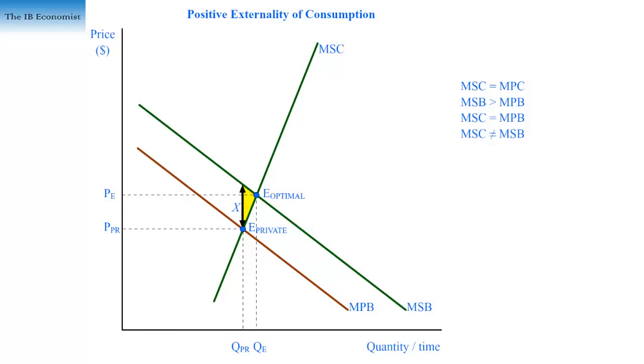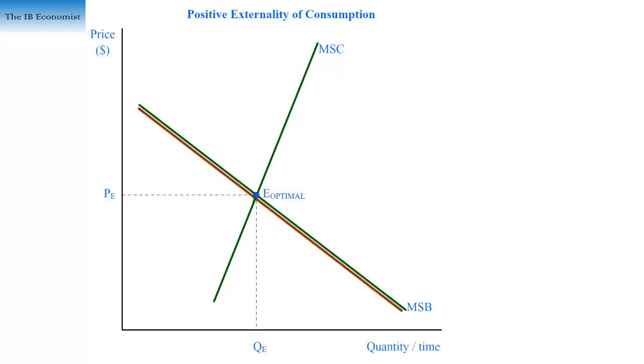Okay, this is the starting point of positive externalities of consumption. We see that we are under-consuming because our private equilibrium is below the optimal equilibrium. We are paying too little, PPR is less than PE, and we're consuming too little, QPR is less than QE. By creating any form of stimulant that would encourage the private individual to consume more, we are actually going to shift the marginal private benefit until it becomes equal to the marginal social benefit.